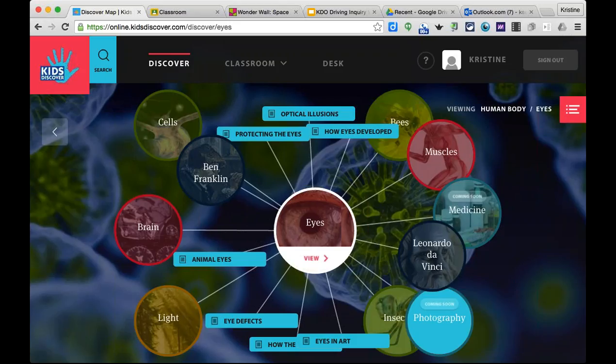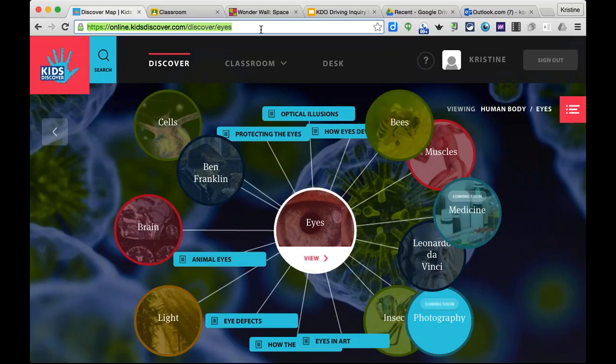What I'd like to do in this scenario is present the students with this map so that they can start here with the eyes topic and engage in inquiry and go in the direction that interests them, and perhaps do some research to find out some new information. So I'm going to select the URL up at the top, highlight it, copy that URL, and then paste it into my Google Classroom.